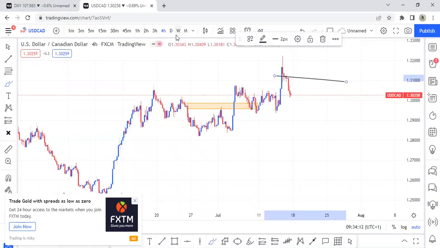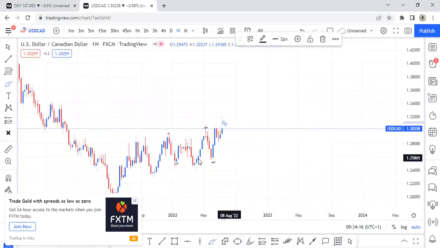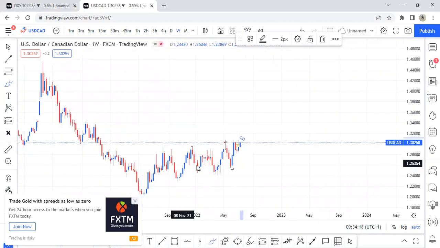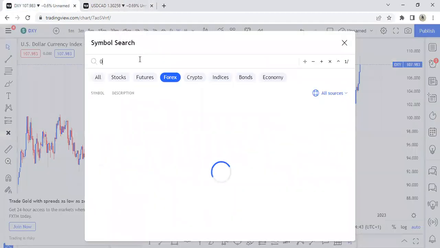Let's check the weekly to compare what we are seeing, right? So you can see even on the weekly it has been coming up for quite some weeks now. Although the USD, the dollar index, has been extremely bullish, the Canadian dollar has been putting up a fight, right? So let's look at USD JPY.